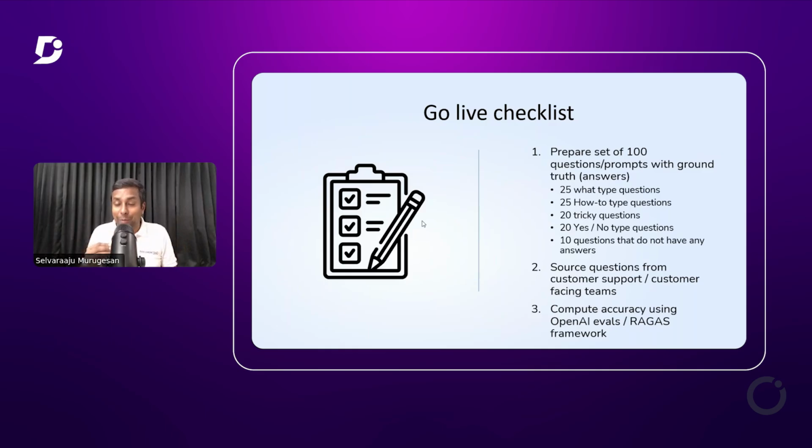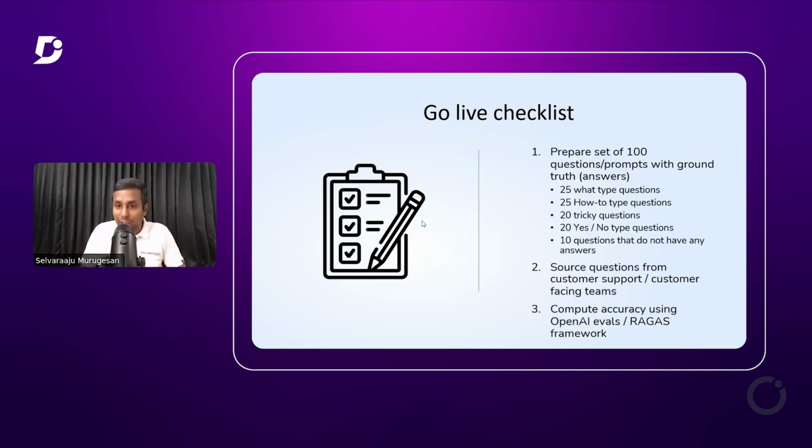Talk to a subject matter expert, because they know these kinds of questions by heart. 20 could be simple yes or no questions. Okay, is this available? Is this not? It's very binary, so your chatbot can produce a binary response. And 10 questions for which you do not have an answer in your knowledge base. You have the ground truth. Take all these 100 questions, put them through your chatbot, generate a response, and then you compare.